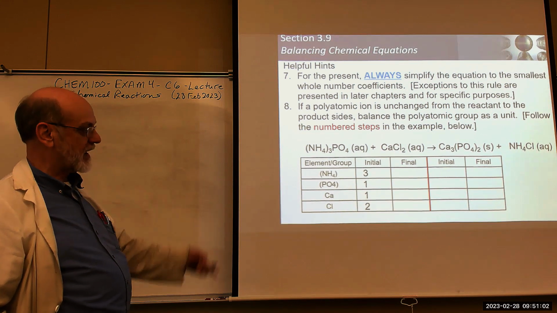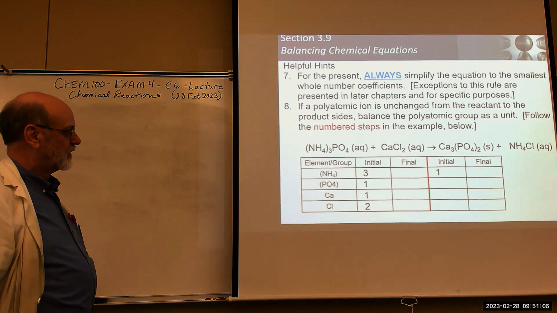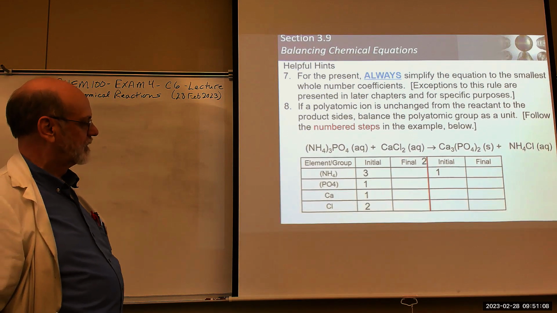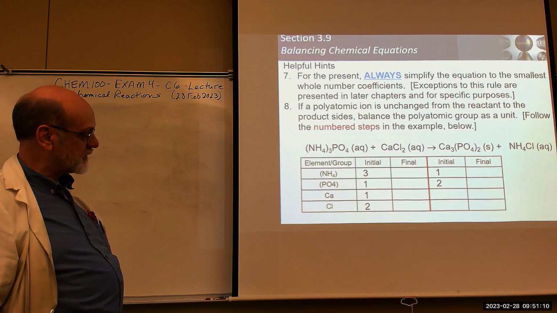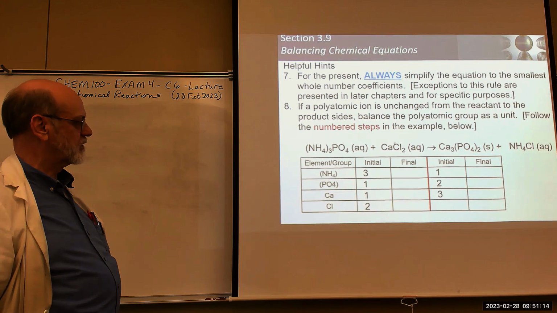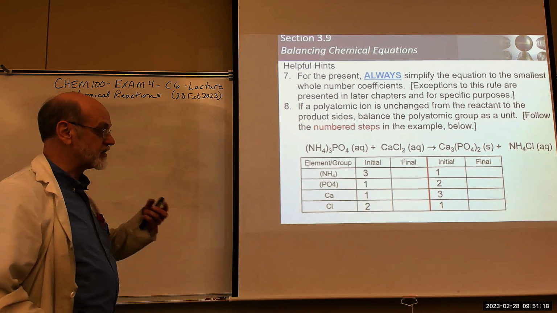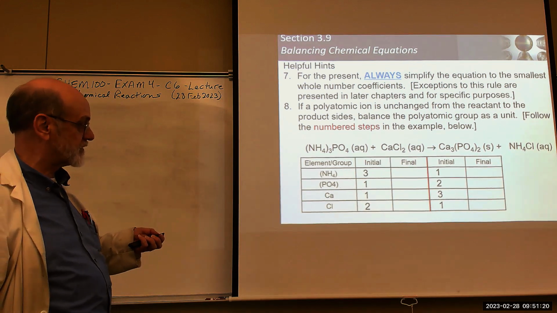And then we do the other side. These are the initial counts. 1 ammonium, 2 phosphates, yes. 3 calciums, correct. And 1 chloride. Okay, so our initial tally tells us that definitely this is not balanced.